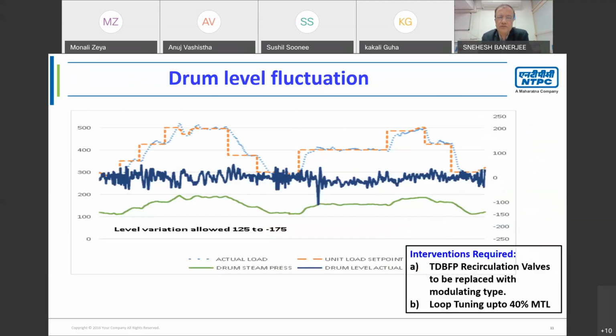Similarly, drum level fluctuation is also a very predominant phenomenon, and we have observed it in all our pilots. Some easy solutions, like replacing recirculation valves with the modulating type, will help. So we are projecting some of our observations and challenges, and at the same time we are prescribing the interventions which may be required to control these variations.